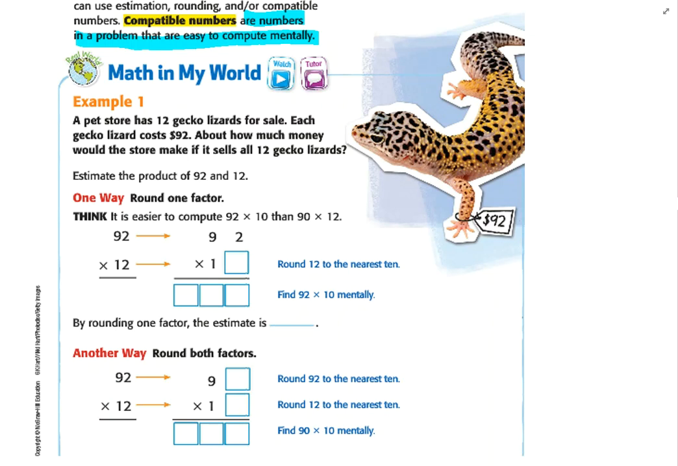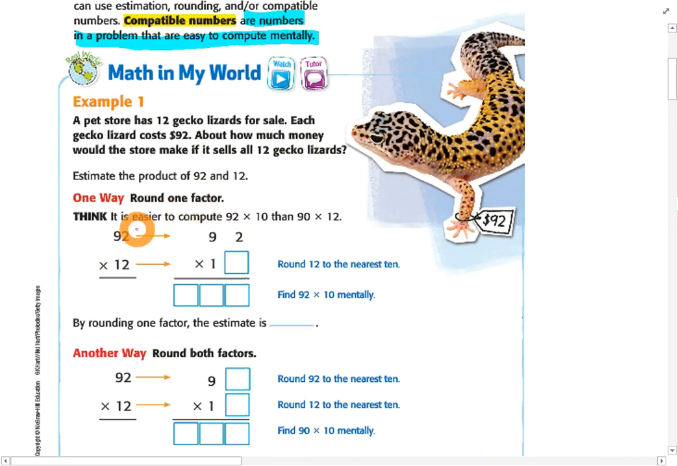As we look at our first example, a pet store has 12 gecko lizards for sale. Each gecko lizard costs $92. About how much money would the store make if it sold 12 gecko lizards? So estimate the product of 92 and 12. 92 times 12 is a pretty tough number to do mentally.